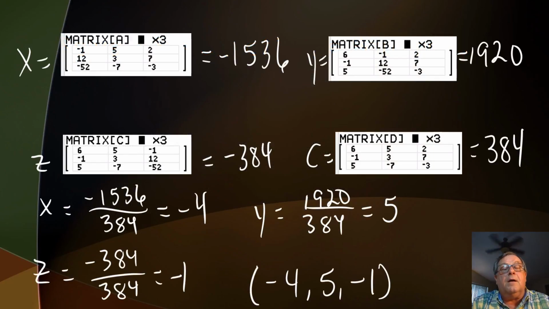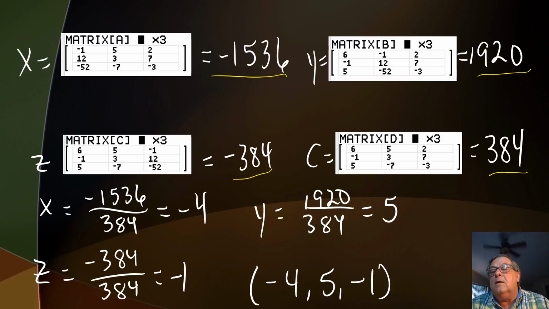And I went ahead and just entered the matrix. You can see, go back, look at those equations, rewind it a little bit, see how I put in those numbers. But for x, the determinant is -1537. For the y, it's 1920. For the z, it's -384. And for the C matrix, it is, or actually D matrix, but when I actually put them in the calculator, it's 384.